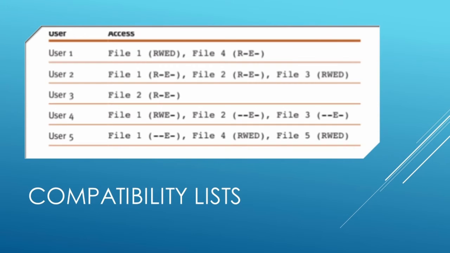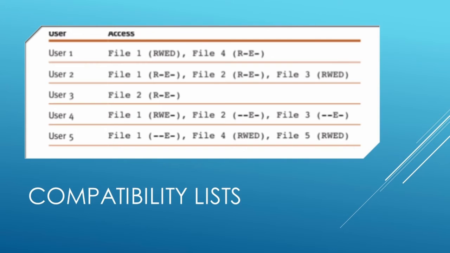And lastly, the capability lists. A capability list shows the access control information from a different perspective. Here it lists every user and the files to which each has access, as shown in this table above. When users are added or deleted from the system, capability lists are easier to maintain than access control lists. In other words, a capability list shows files for each user and requires less storage space than an access control matrix.